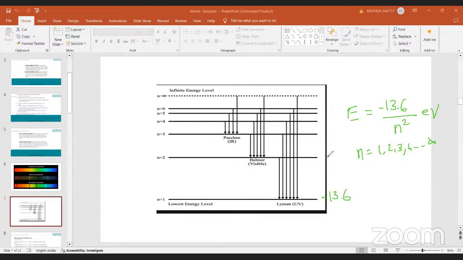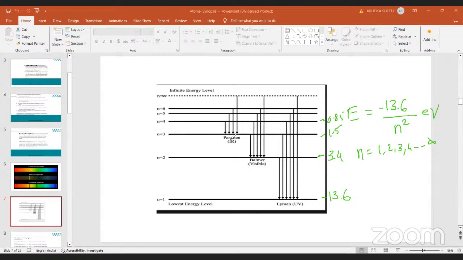Suppose you substitute n is equal to 2, that is the second level. Here n is equal to 2 means the energy becomes minus 3.4. If you substitute n is equal to 3, it becomes minus 1.5. If you substitute n is equal to 4, then it is minus 0.85. Similarly, as you keep substituting values of n, you will get the values here. So this is for the Lyman series.